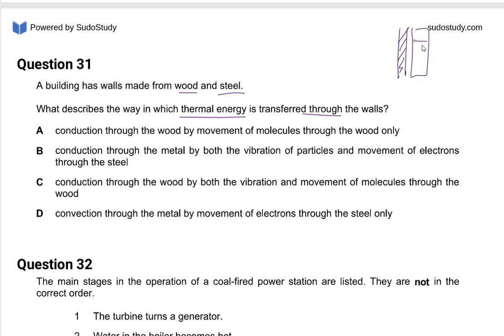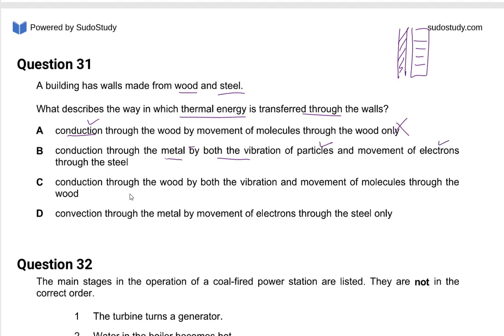Steel. Conduction through the wood. So conduction does take place through the wood by movement of molecules through the wood only. That is incorrect. Conduction takes place in all solids. Through the metal, both vibrating and moving through the steel. Okay, so both vibrational particles. That's correct. So through the steel, through the metal, vibrational particles. Good. Now steel is a metal, so steel is going to have electrons, the free electrons move.